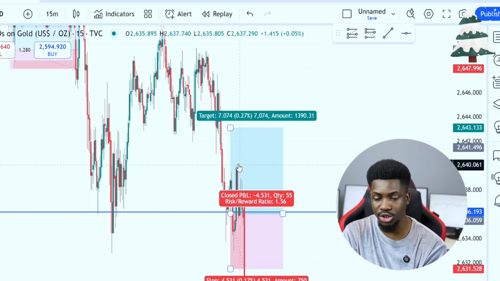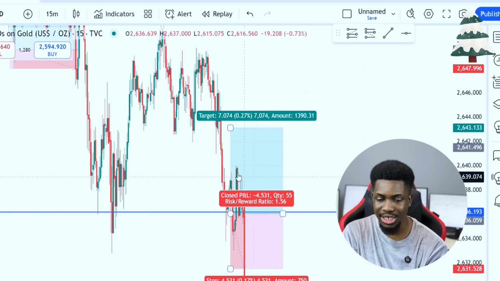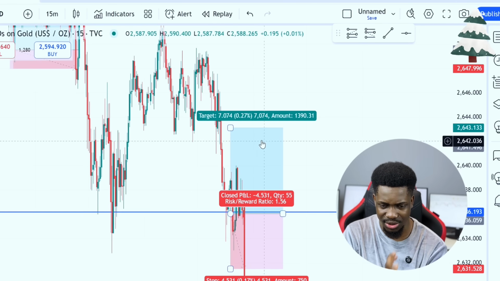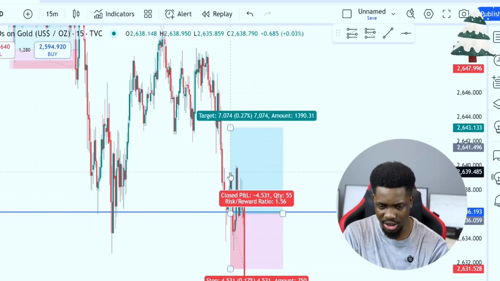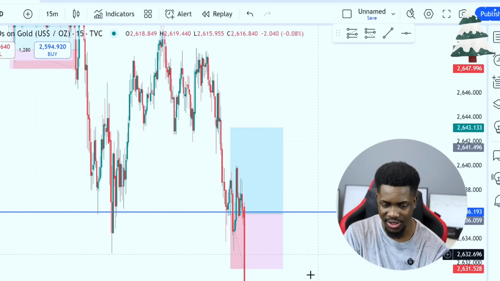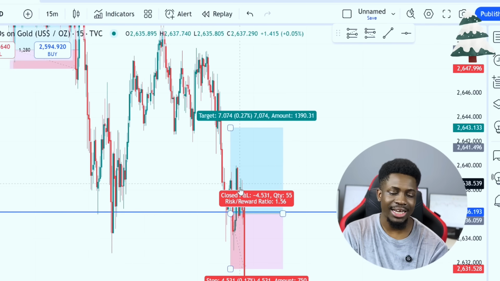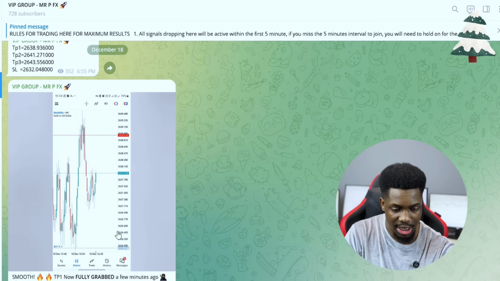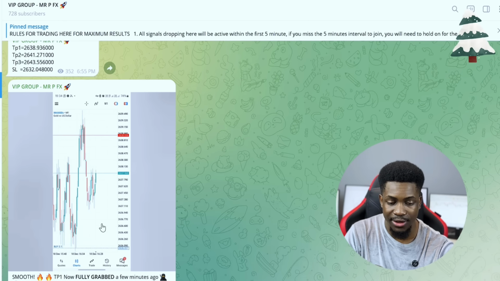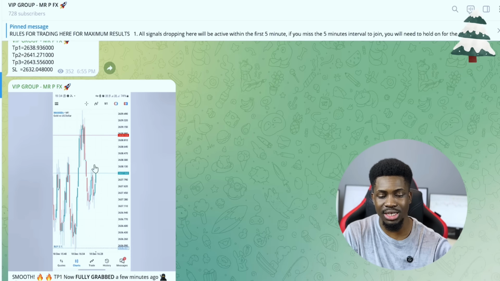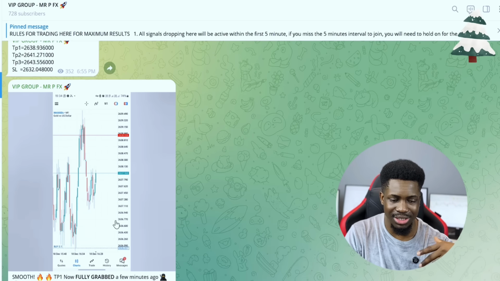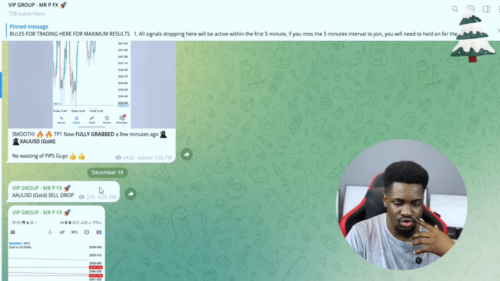So this particular trade pushed up smoothly like that, and it smashed our first take profit. Our second take profit wasn't really smashed. It only hit the first take profit, at around that region. And then after that, it started dropping down. Let me just show you that. So smooth, take profit 1 that was fully grabbed a few minutes ago. Even though the price still kept playing around, pushing up on the rest, we held the trade for some time before it finally dropped down like that.